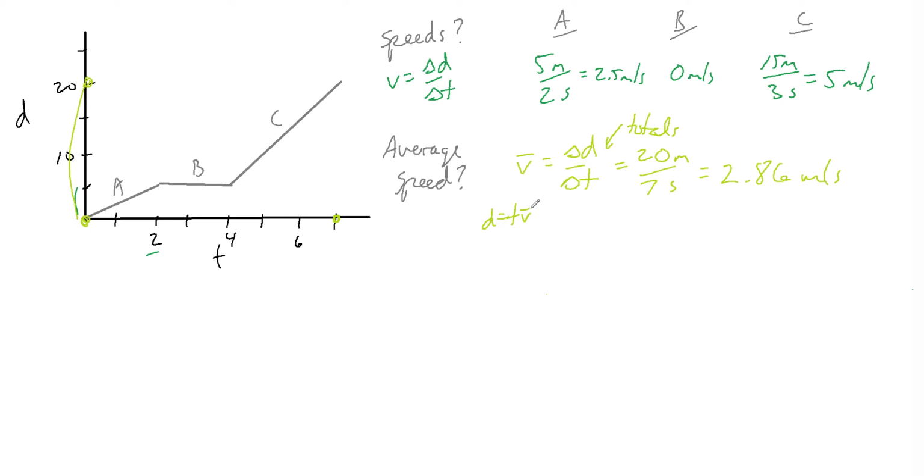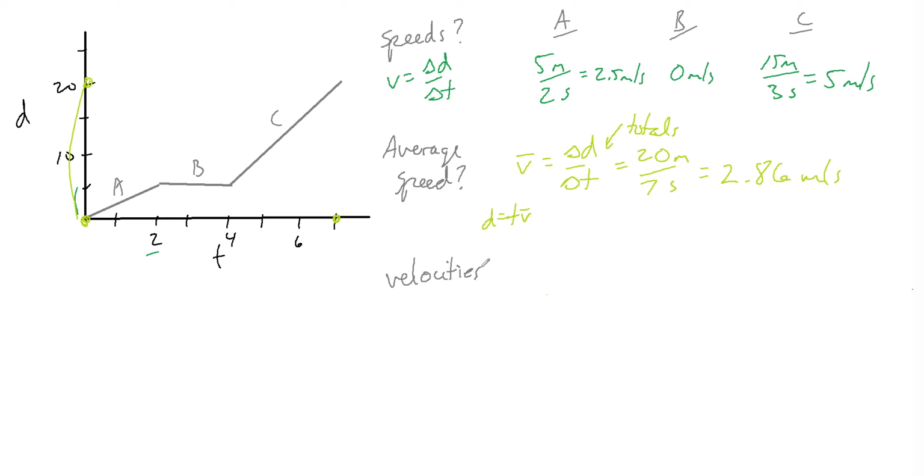And if you add up 2.5 and 0 and 5, you add them up and divide by 3, you're not going to get 2.86 meters per second. Right? You're going to get 2.5, which is wrong. Okay, so if you're looking for the total thing, you take total distance, total time, and divide those.